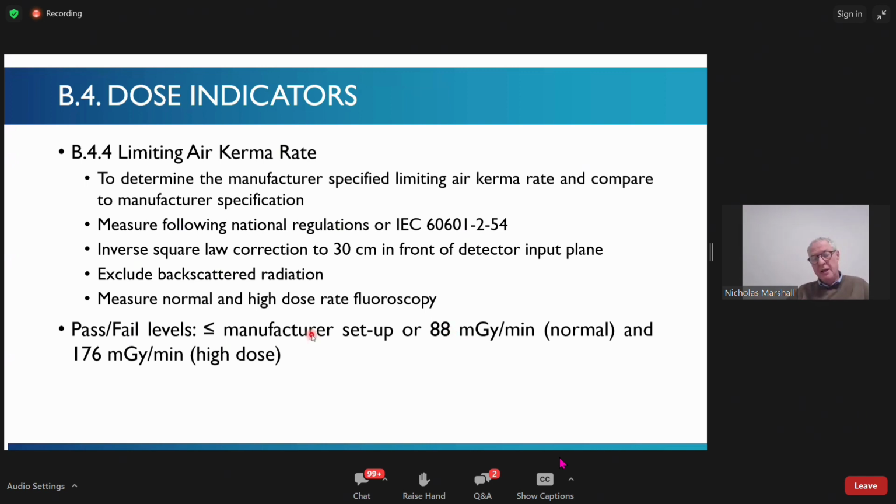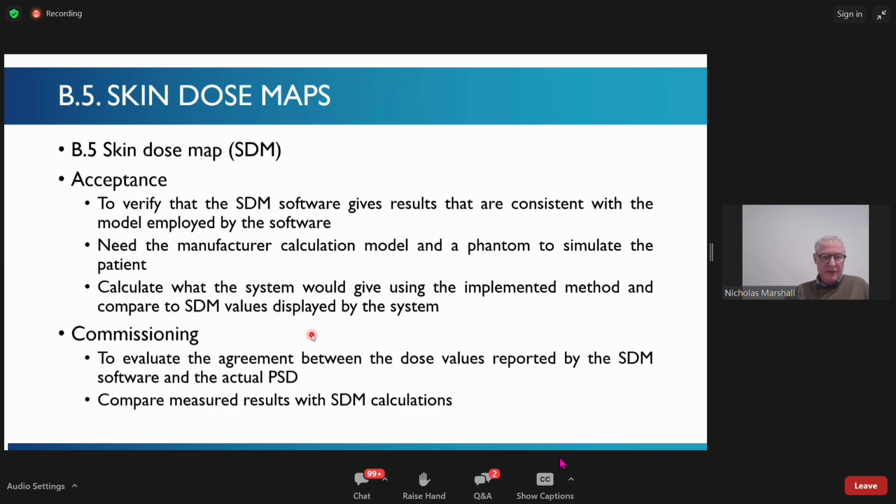The skin dose map. Yeah, I'll give a quick summary of this. This is still a bit, say, work in progress, but a lot of systems have this skin dose mapping where it has a model programmed into the system where the system predicts from it measures the geometry, the distances, the field of view, the factors, and it predicts what the peak skin dose will be on a model of the patient. And we want to verify this model, as in, and yes, so the first step is to see, you need a manufacturer calculation model from them.